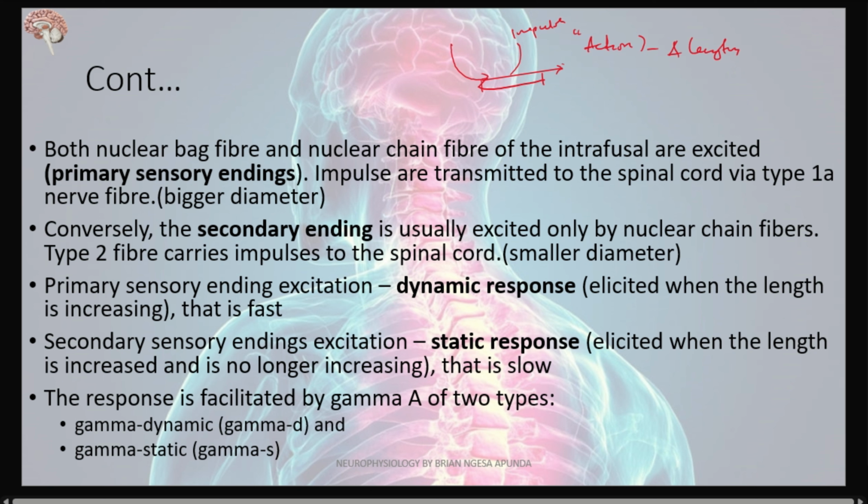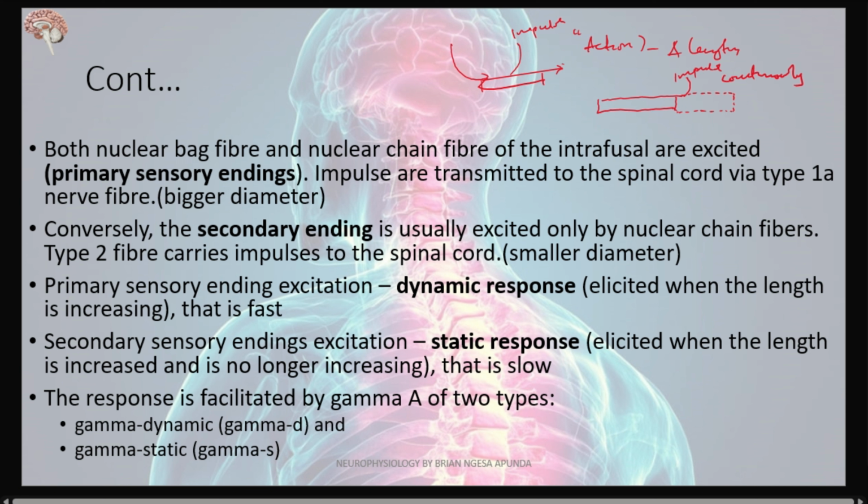So that means that if your muscle is stretching, so this is the normal muscle. If it stretches up to this point, provided the muscle is stretched, it will generate impulses continuously. So provided it is stretching, it will be able to generate impulses continuously. So this is unlike with the dynamic. So the dynamic only generates impulses when stretching.